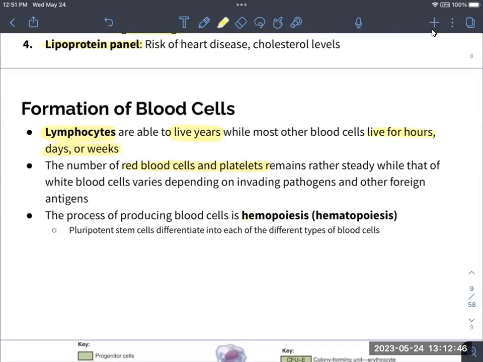So hemopoiesis is the process that our red bone marrow goes through to make blood cells. Our red bone marrow makes more than just red blood cells, it makes our white blood cells. It also makes our platelets.